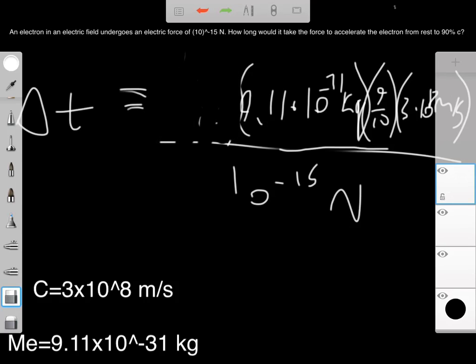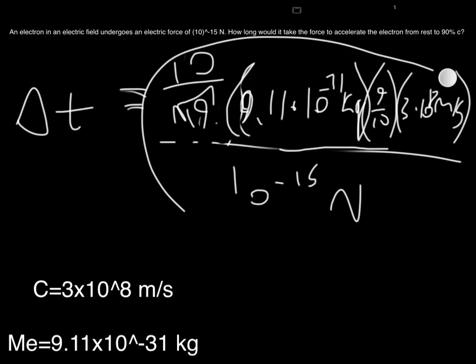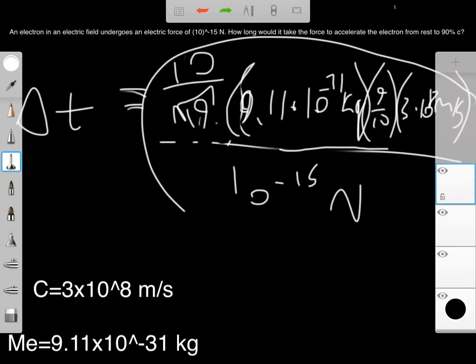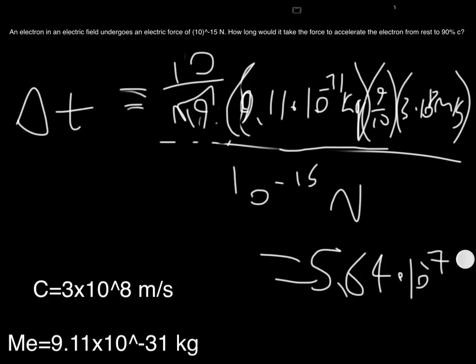So this just becomes 10 over the square root of 19. So the change in time is all of this. So if you plug this into a calculator, you get 5.64 times 10 to the negative 7 seconds. And that's the answer.